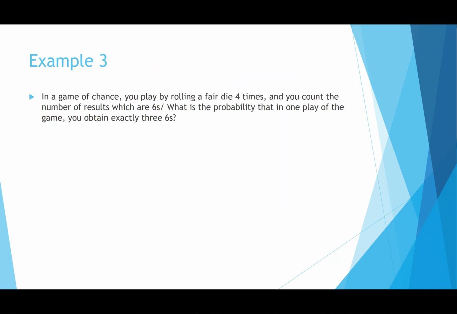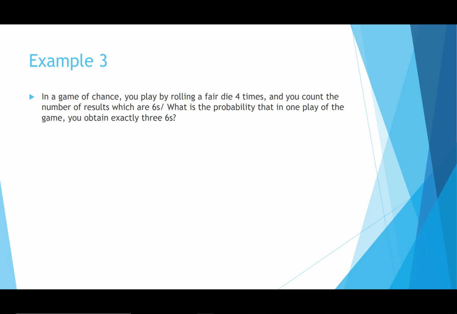So in example 3, a game of chance you play by rolling a fair die 4 times, and you count the number of results which are sixes. I guess, okay, I was trying to say sixes here. I was wondering why I said 6s. And that's supposed to be a period, I suppose. So typos on my part. What is the probability that in one play of the game you obtain exactly 3 sixes?